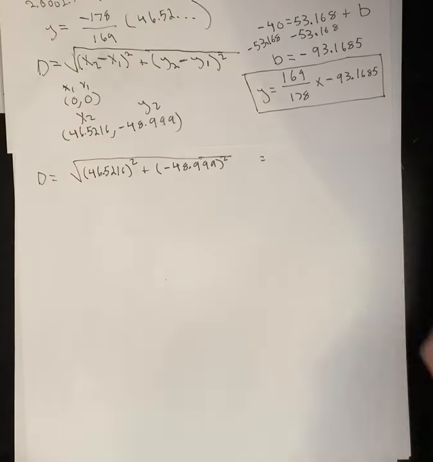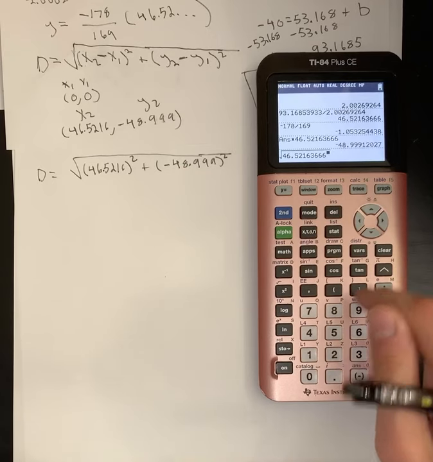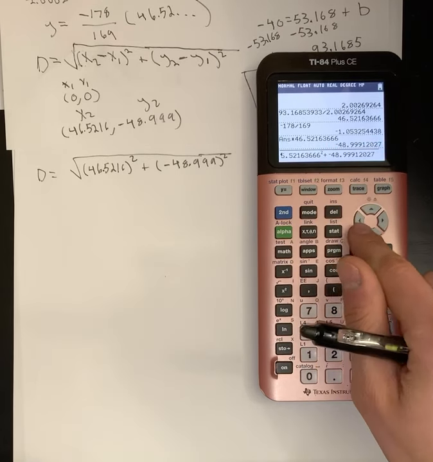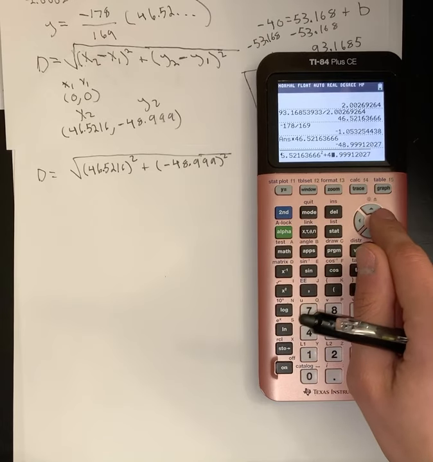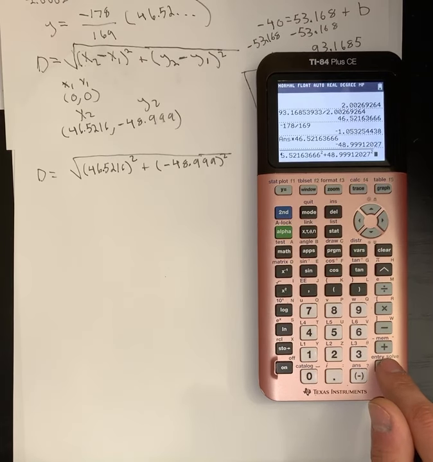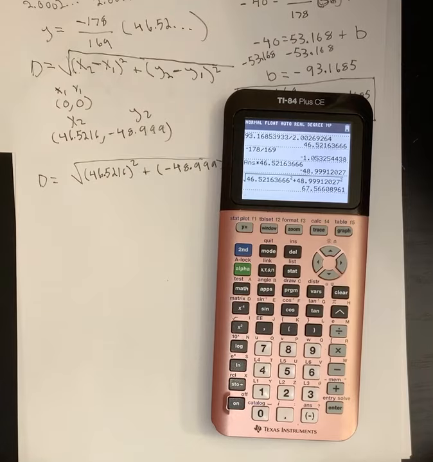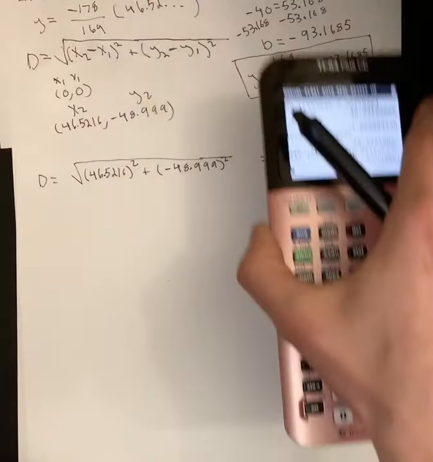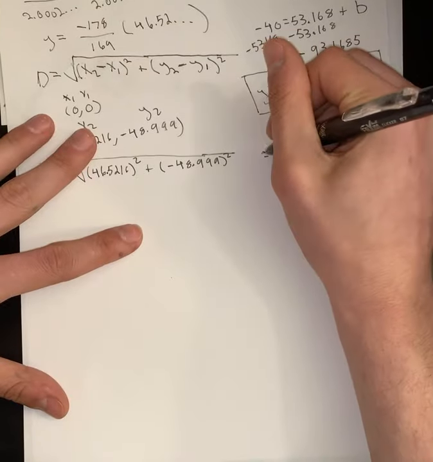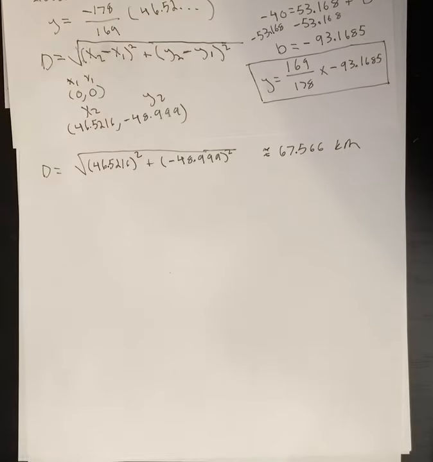Okay. So we can do the square root of 46.52 squared plus negative 48.999, and then I'm just going to take away that negative because anything squared is positive, and I don't want the calculator messing up. So plus 48.999 squared. So that's going to give us a distance of about 67.566 kilometers from the base to this point here.